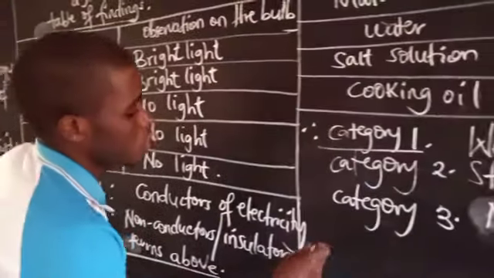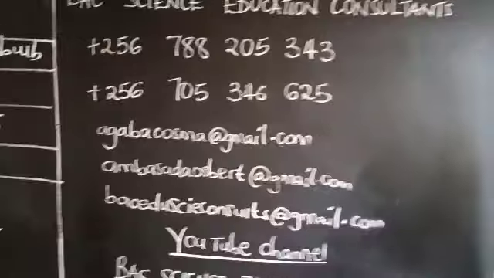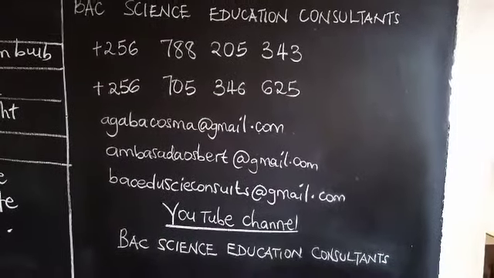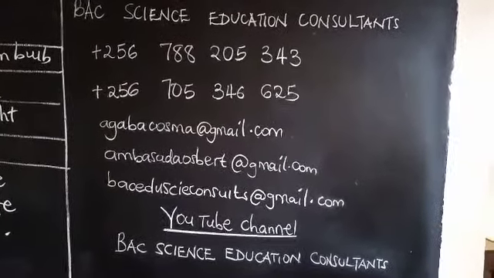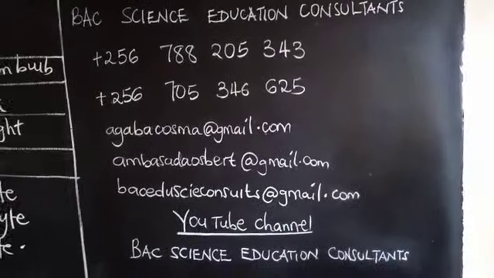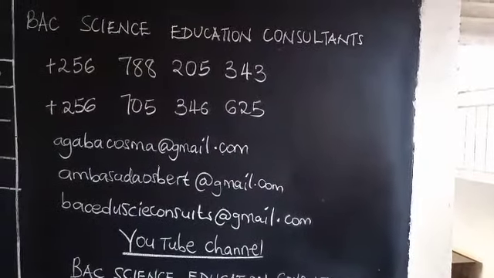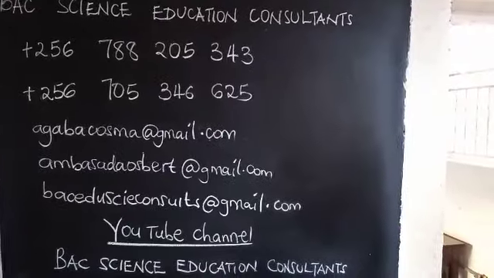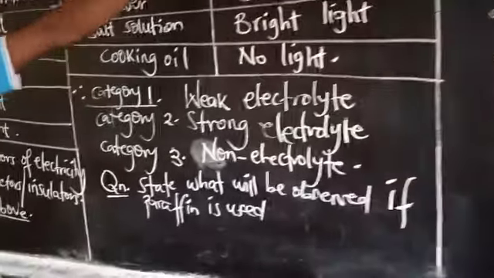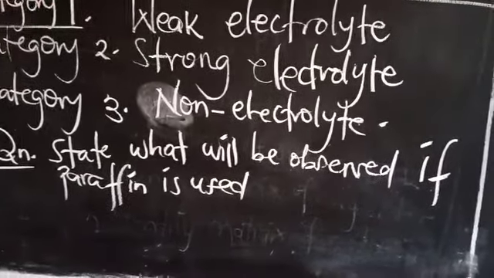And I want you to also answer this simple question. From the above diagram, from the above observations, guess and state what will be observed if paraffin is used instead of cooking oil. If you use paraffin instead of the water in the diagram, if you remove it and you put paraffin, state what will be observed on the bulb.